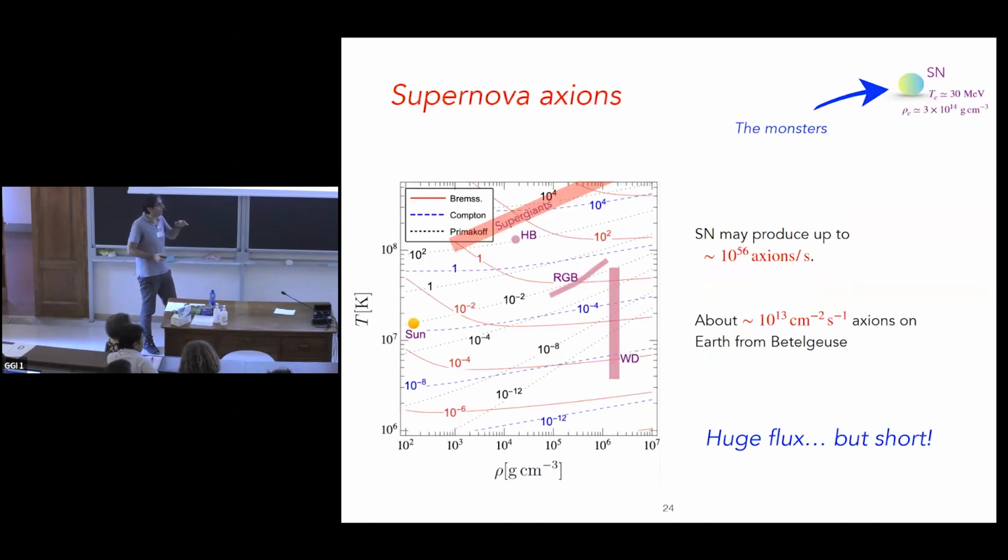Now, just in the last few minutes, I want to mention supernova axions. There'll be a lot of talks about supernovae, so maybe here I can go a little bit faster. But anyway, supernovae are the real monsters. They have properties that are completely different from other stars. You can produce 10^56 axions per second, which corresponds to 10^13 per centimeter squared per second on Earth. That is about 100 times more than from the sun, but only for 10 seconds. So you cannot do an observation of a year.